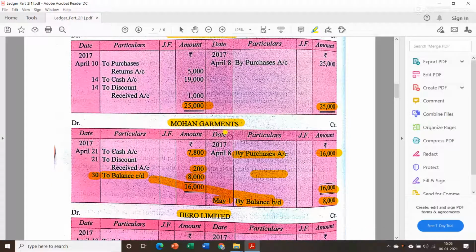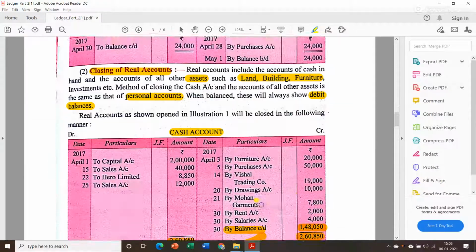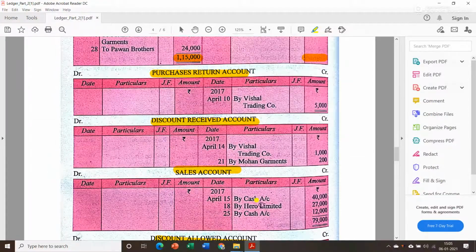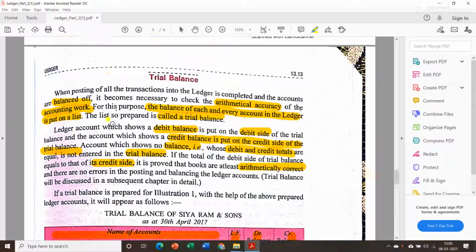Here, see the Mohan Garments account, it is showing balance brought down on the credit side, that means it is showing a credit balance, so the amount is 8,000. So we will write 8,000 on the credit side. See, Mohan Garments credit side 8,000. Just like that we have to see all the accounts, debit and credit balance. Okay, now let us see Hero Limited.